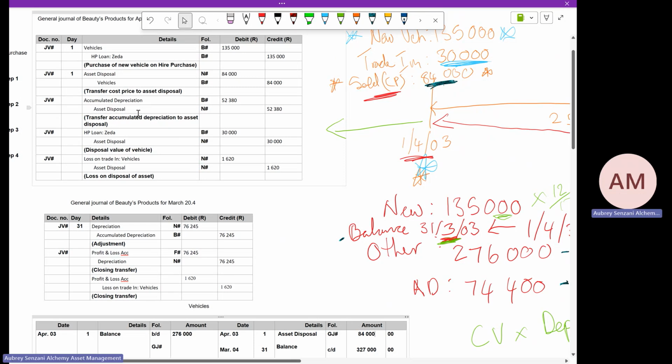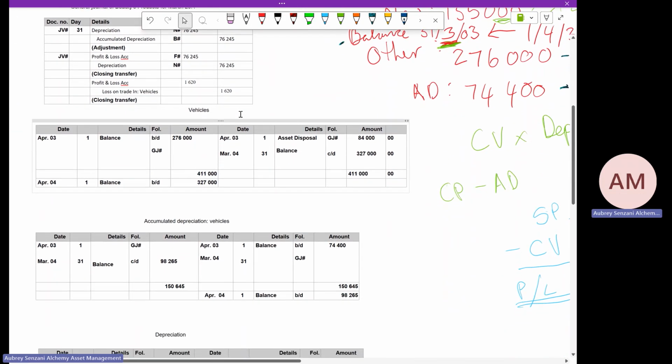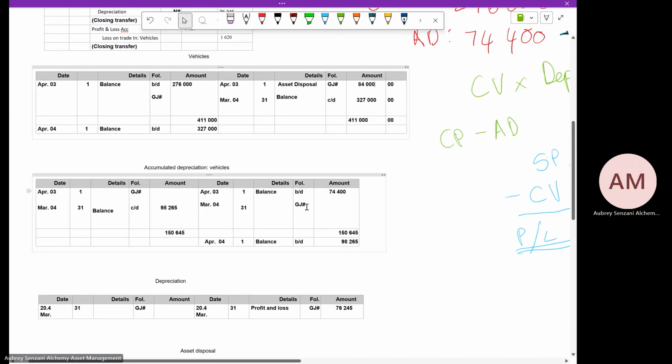We have accumulated depreciation, all right, that needs to be closed off or taken out of the books. So let's go to accumulated depreciation. The opening balance was the 74,400. Then, because we know it's a negative asset, in other words, it increases here and decreases here. So what now must happen? Come here and we say asset disposal.